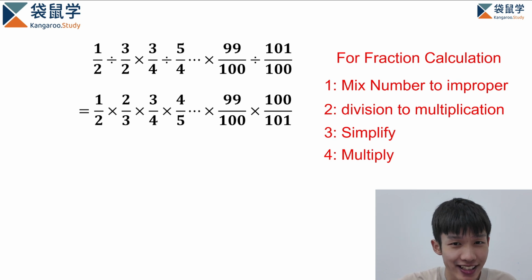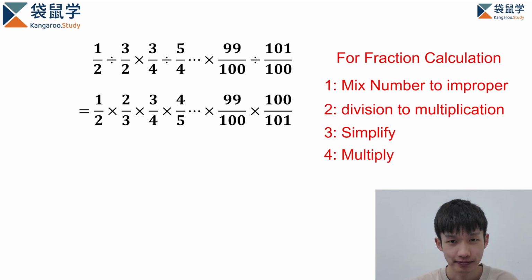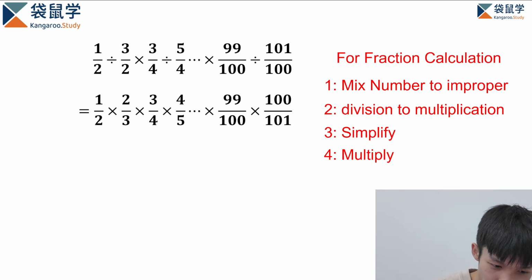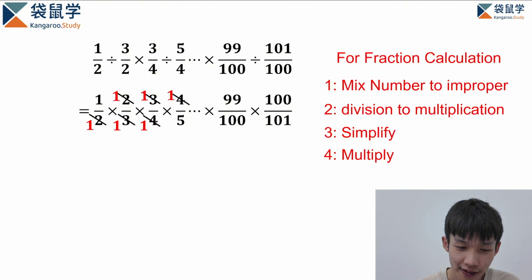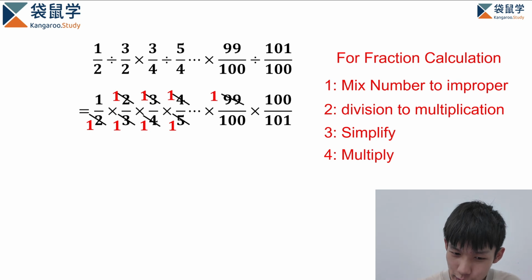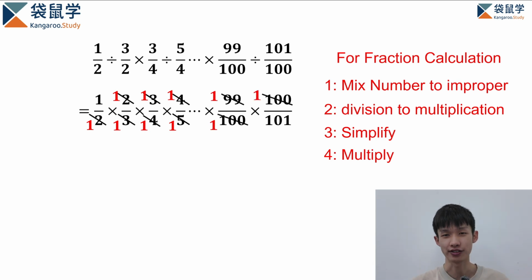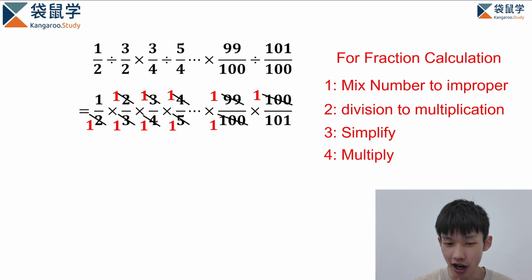But what should actually be the next stage? Should we multiply next? Actually, it should be simplify. What can be simplified? A very good observation, we can see the 2 and 2, 3 and 3, 4 and 4, 5 and 5, next 5, and all the way to which number? All the way to 99, and also which number? Also 100. So very satisfying, we can cancel all the numbers all the way to 100.